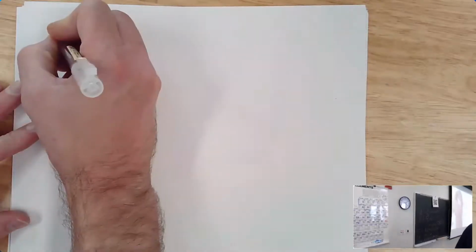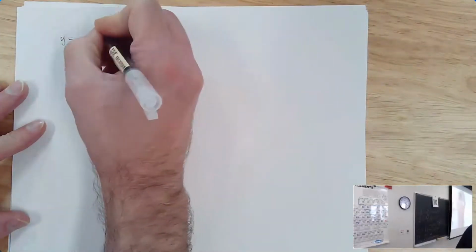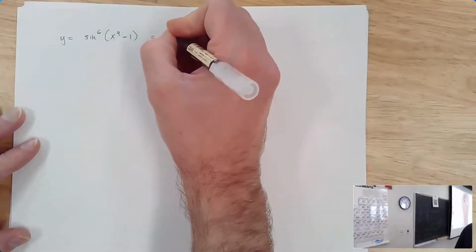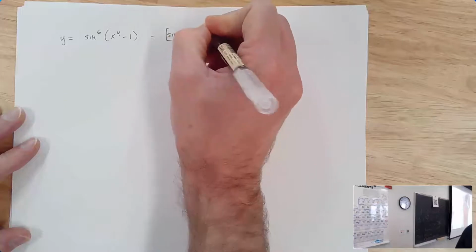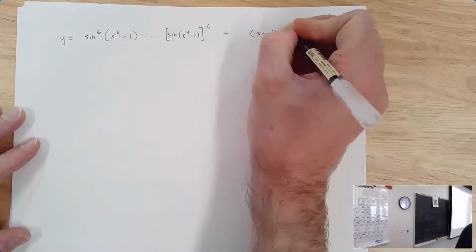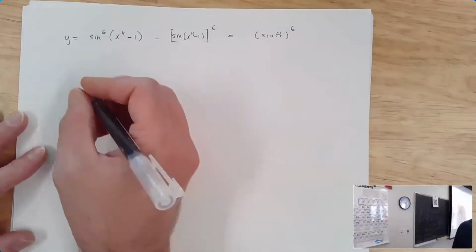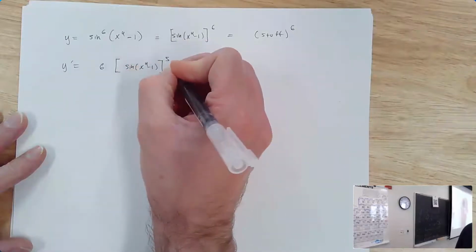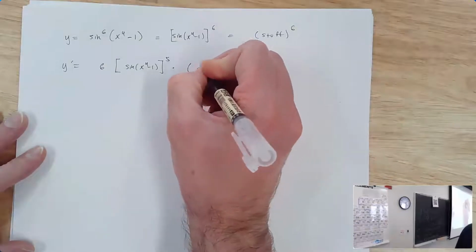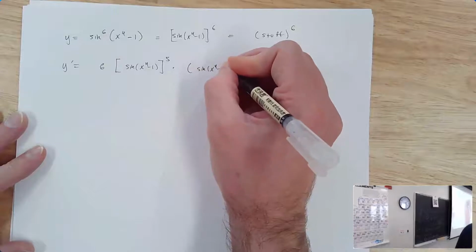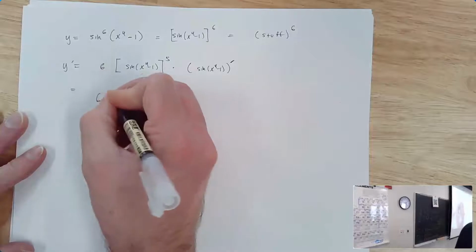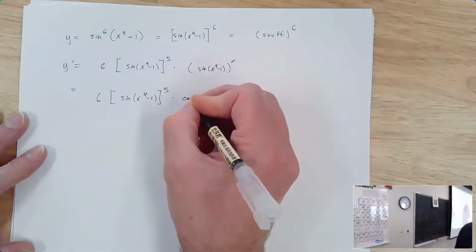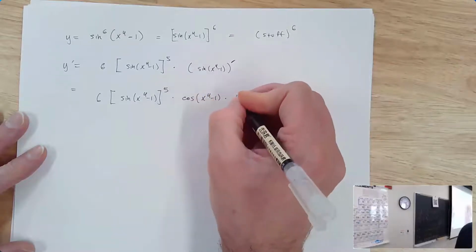So let's say we've got something like this: y equal to sine to the 6th of x to the 4th minus 1. I'm thinking of this as some stuff to the 6th power, and we already know what the derivative is going to be: 6 times our stuff to the 5th power times the derivative of the stuff, which I'm going to leave as a derivative for just a moment. Then finally, we write it all out: 6 times the thing to the power, and the derivative of sine of the stuff is cosine of the stuff times the derivative of the inside stuff, which is 4x cubed.